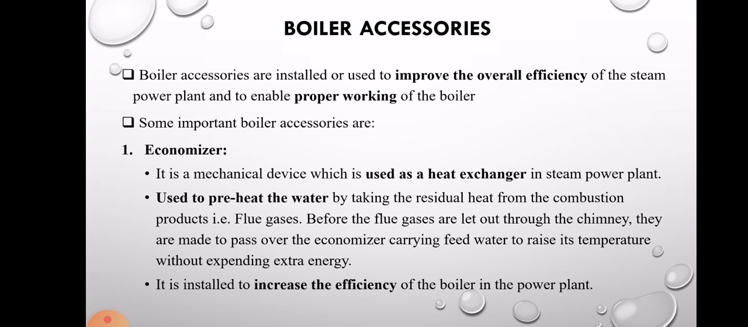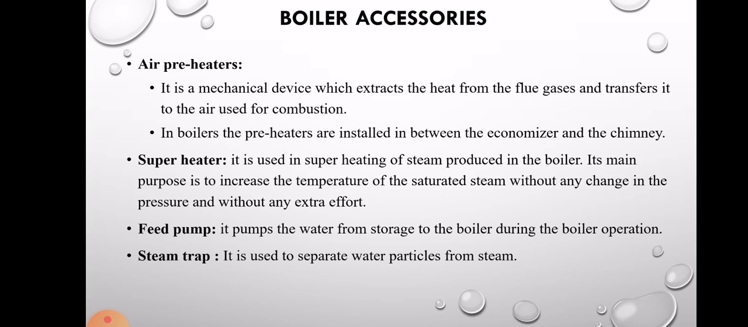Now these flue gases, when they pass over the economizer pipe through which the feed water is flowing, then the feed water which was taken inside at 30 degrees centigrade will reach a temperature of maybe about 45 degrees or 50 degrees centigrade. So without any additional effort, you have increased the temperature of the water by about 20 degrees. So you have improved the efficiency. You have not burnt any extra additional fuel. So it is installed to increase the efficiency of the boiler. Then we have, on similar lines, air preheater.